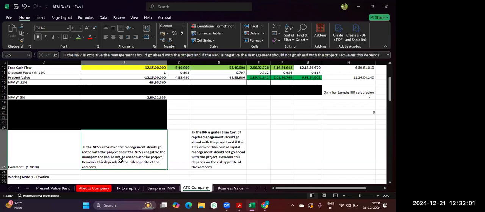Sometimes you take a loss making project just to ensure that you're visible in the market. Like initially, when a new startup comes, they give discounts from their own pocket and they make losses. Why? Because that's a strategy. If the company decides it is strategically important, then it has to be in that manner. So that's why we put in a standard answer: if the NPV is positive, we should go ahead; if the NPV is negative, we should not go ahead. However, it depends on the risk appetite. Clear, everyone?